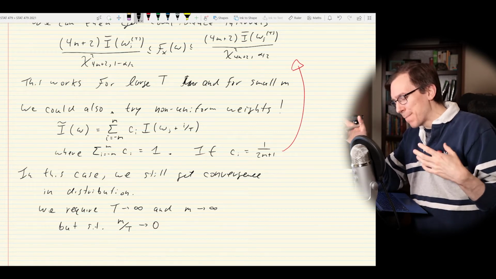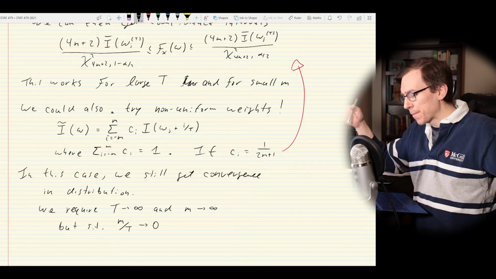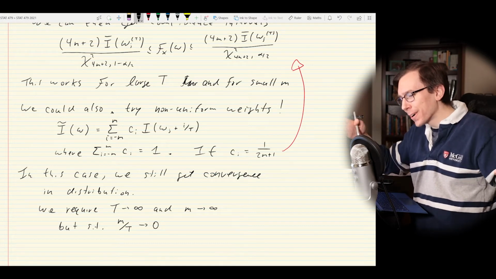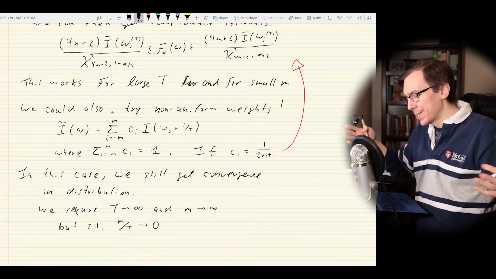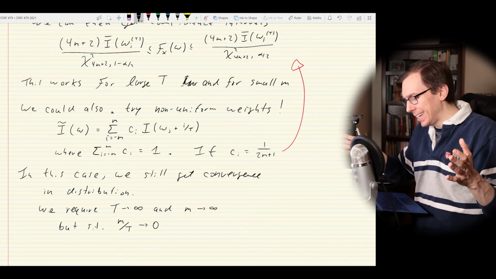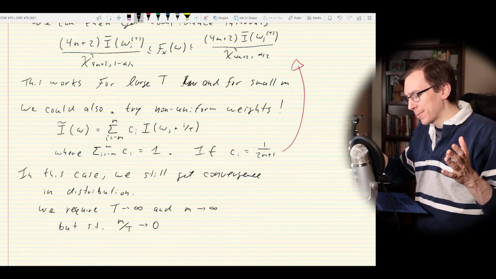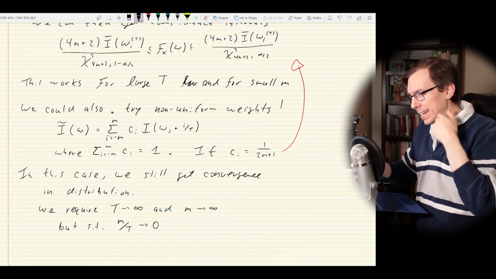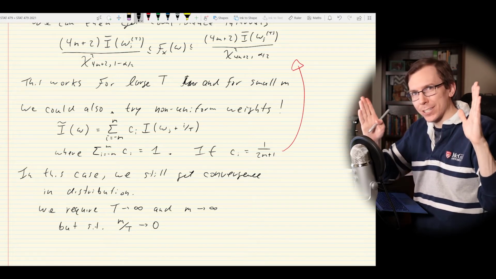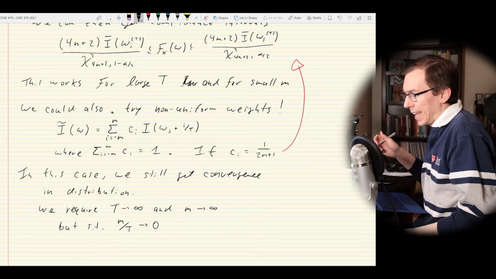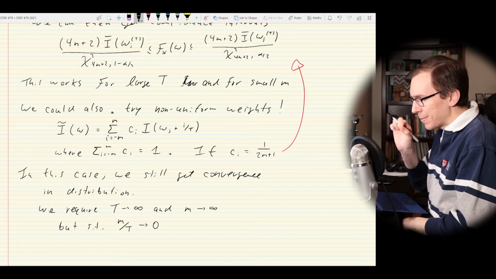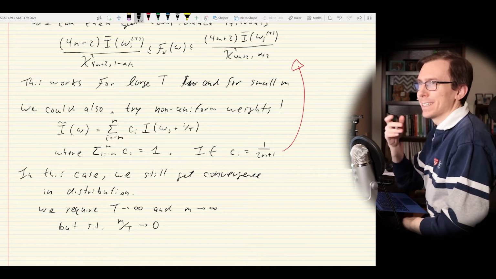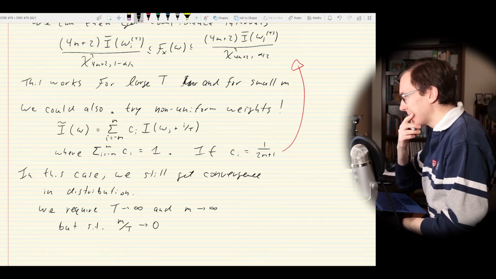The m value is allowed to grow, but it has to grow slower than t grows. So as we go to infinity, the actual bandwidth, which is the length of the band divided by t, will go to 0. It'll actually shrink to 0, and that's why it can be a little confusing. I feel like the term bandwidth is a bit confusing here.